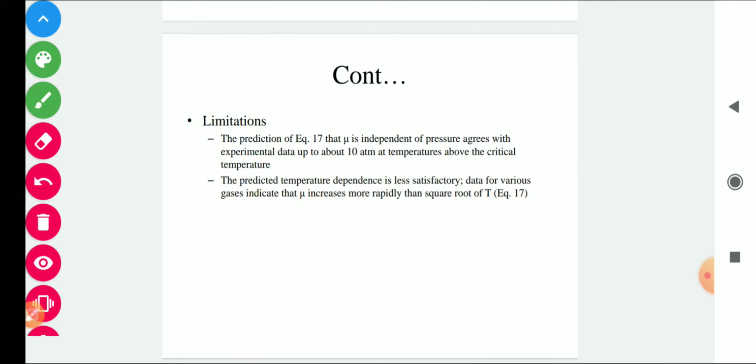After that, many more theories came into the picture, but I am not explaining all these theories. You can refer to the book in which two or three more theories are also given. So this is the end of today's class, in which we have derived the viscosity of low density gases using the molecular theory of gases.